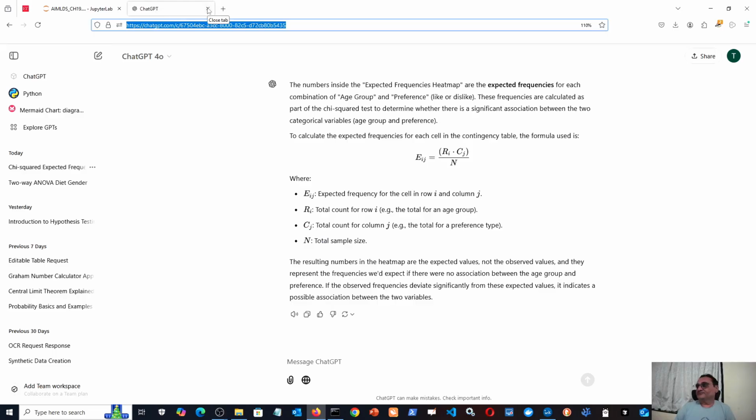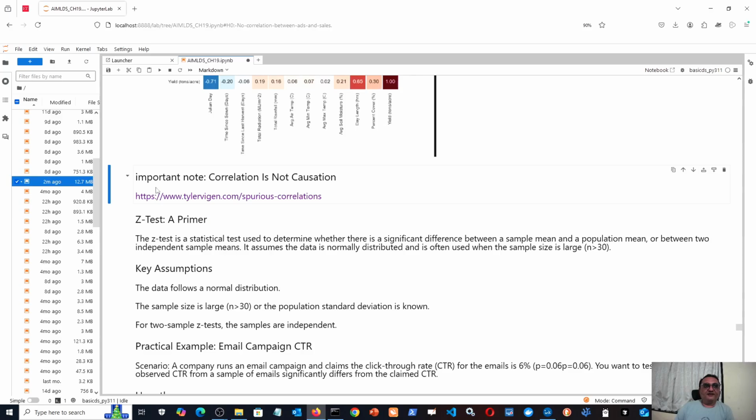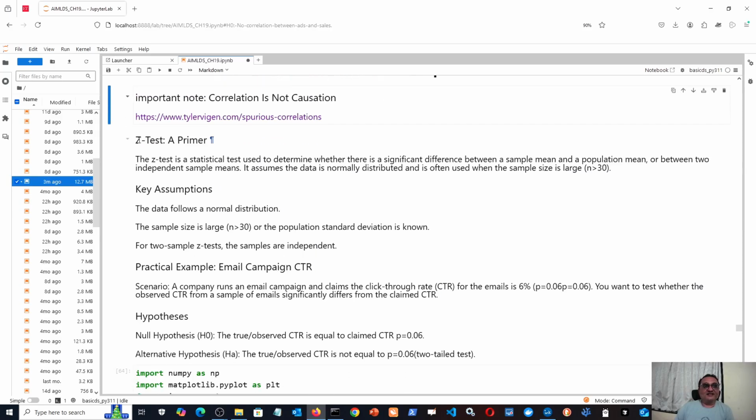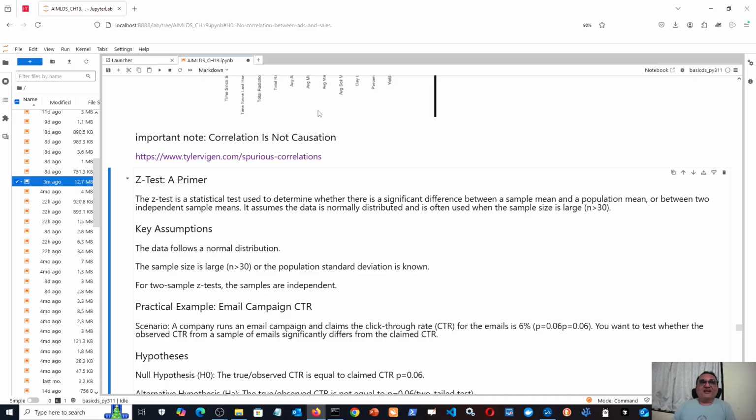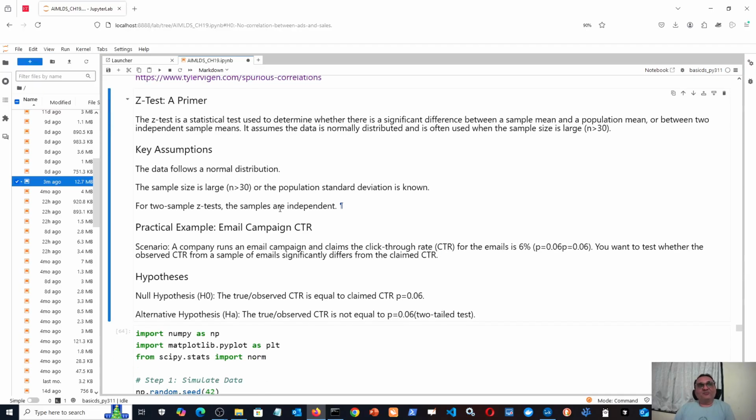We will meet in the next lecture for this Z test. Okay, I found that spurious correlation term from ChatGPT. When I asked it to suggest a terminology for the sentence correlation is not causation, it suggested that it is called spurious correlation, and there is a site also named this. That is how I got it.